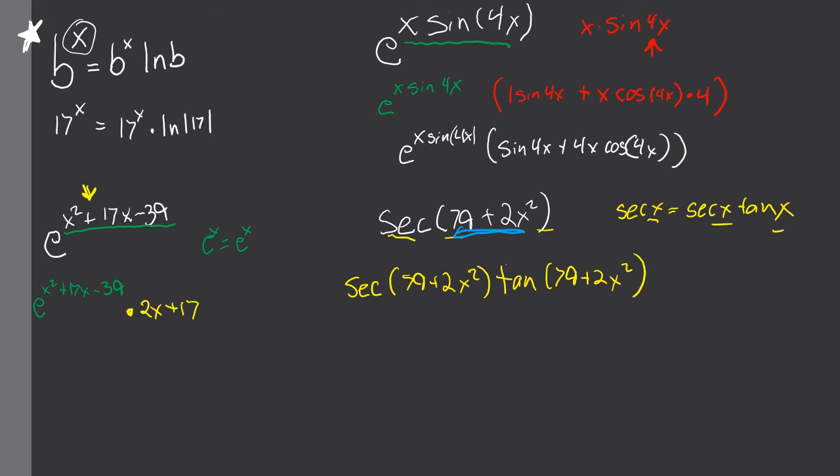Now with this, the derivative of 79 is a constant, so we're lucky there. And the derivative of 2x squared is 4x. So I hope these examples have been helpful and that you have some fun with the chain rule.